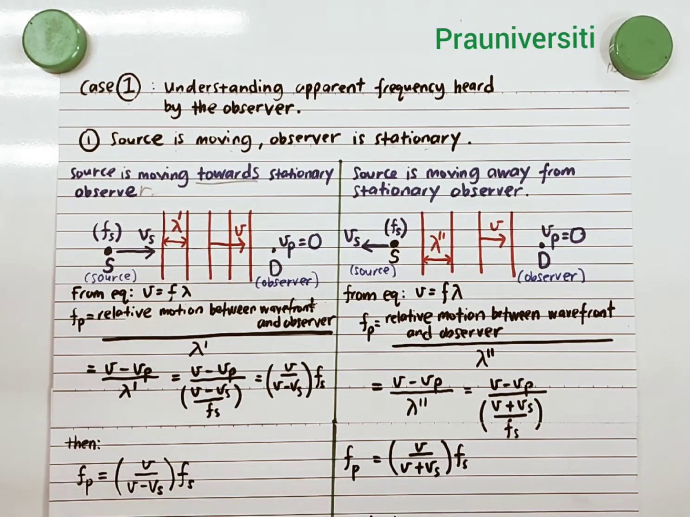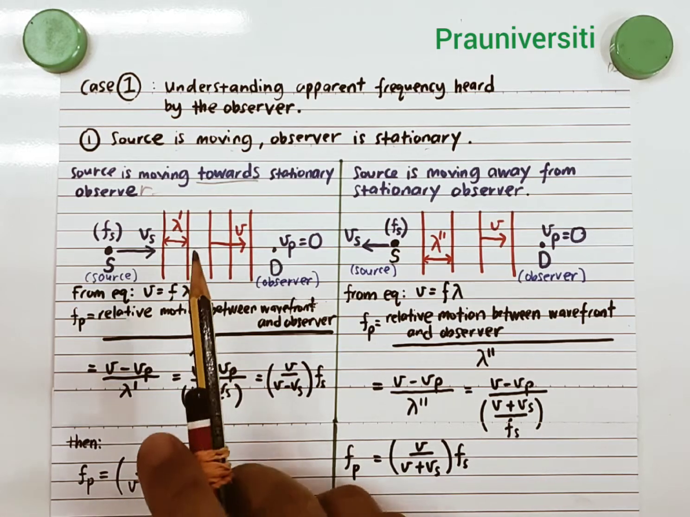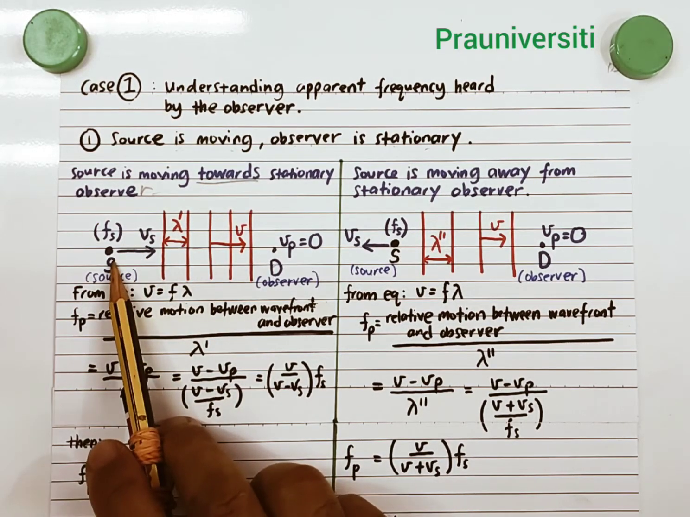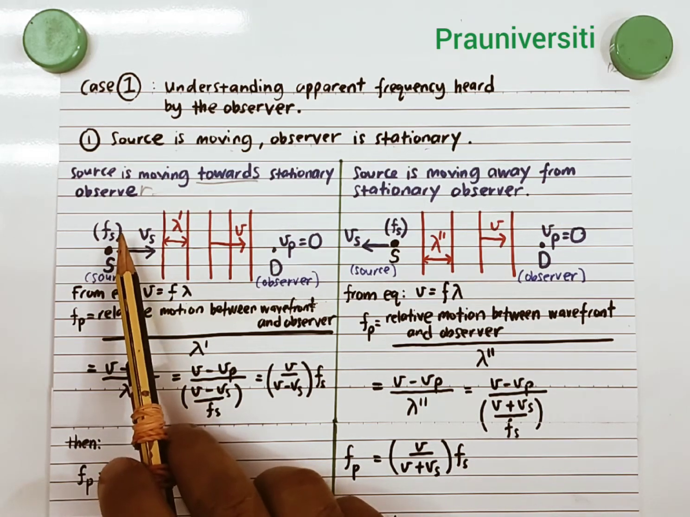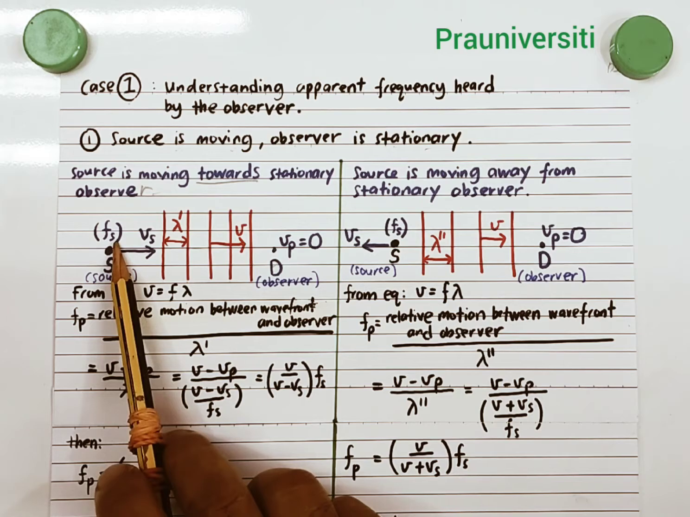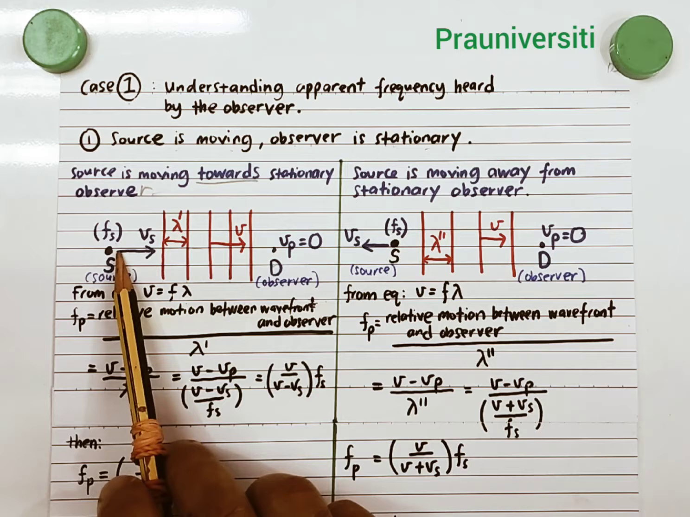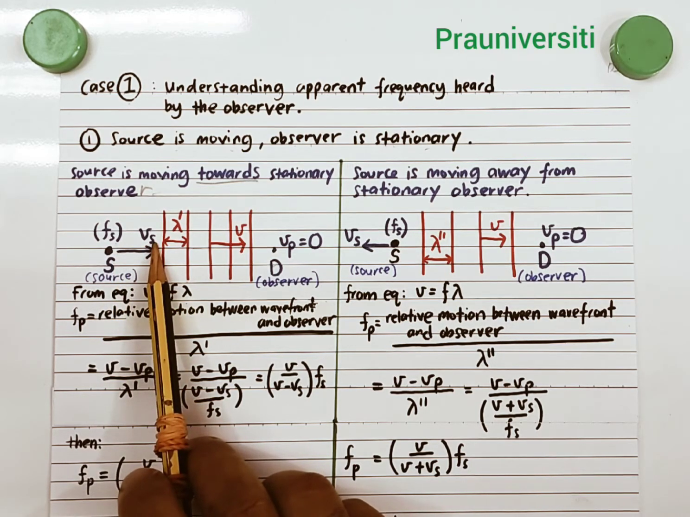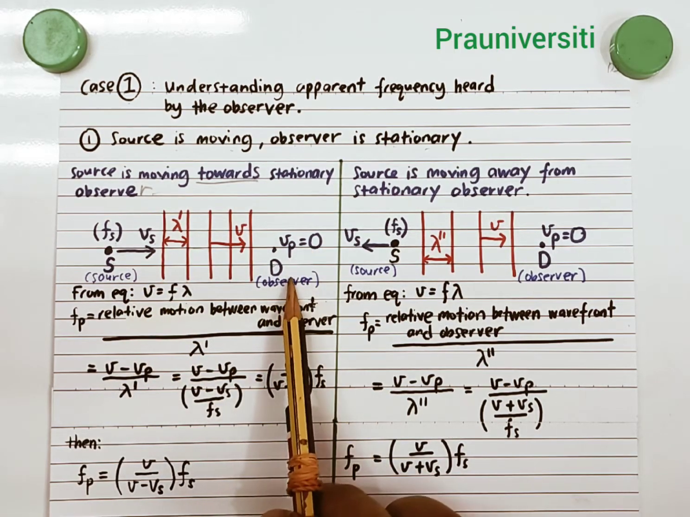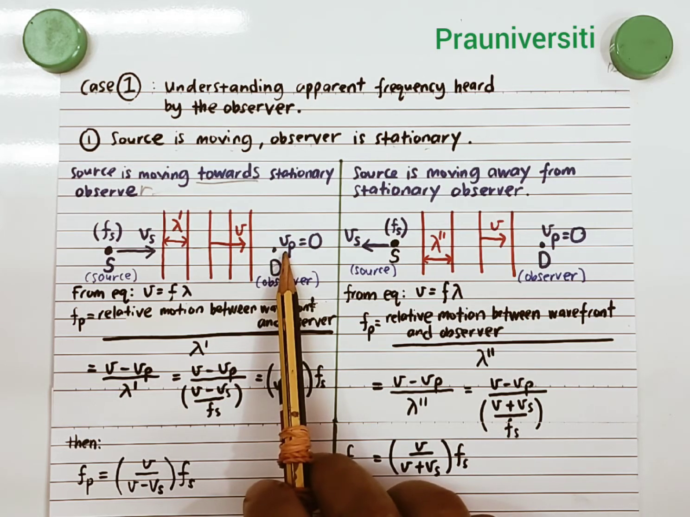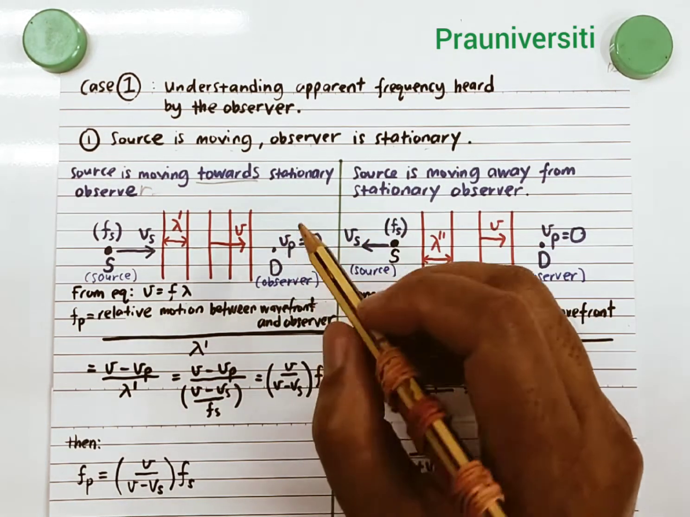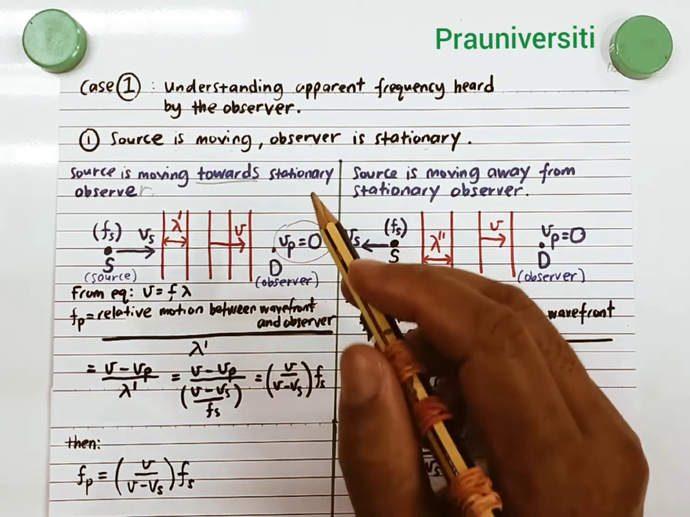We study the diagram. Here is S, the source of the sound wave. The sound wave is produced by the source. The frequency is written as Fs, and Vs is the speed of the source. The source is moving here, and here is the observer. The observer is stationary, which means the speed of the observer is equal to 0.